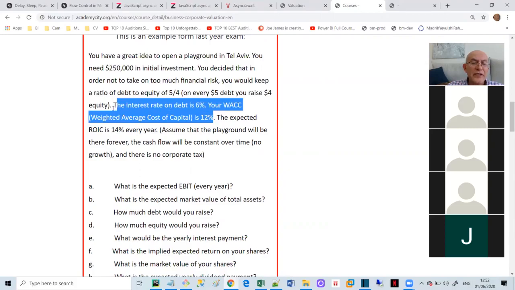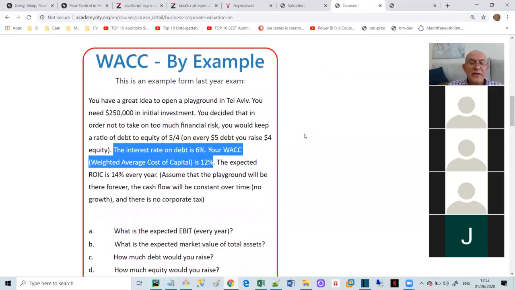Let me pause here even before I continue the question. Don't worry about it, we're going to discuss this question in depth. I have a reason for stopping, just to emphasize very important elements when you read a question like that. What I really mean is that I'm raising debt at 6% and I have the WACC at 12%.